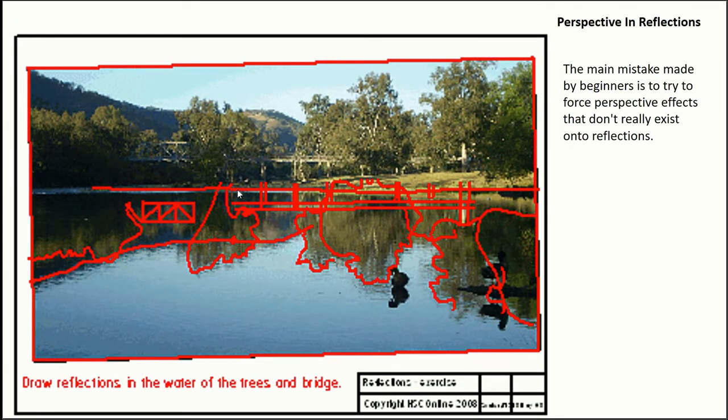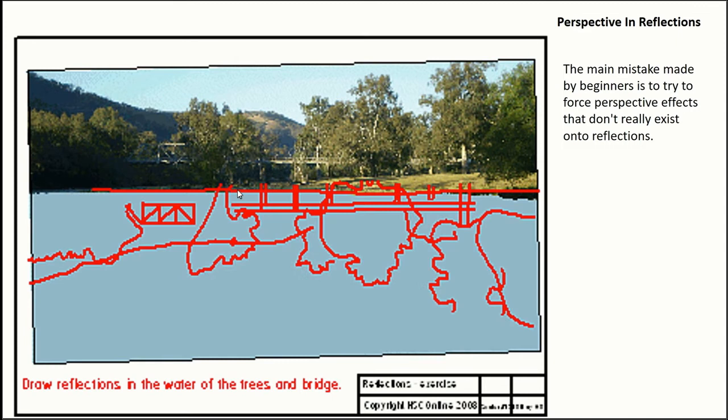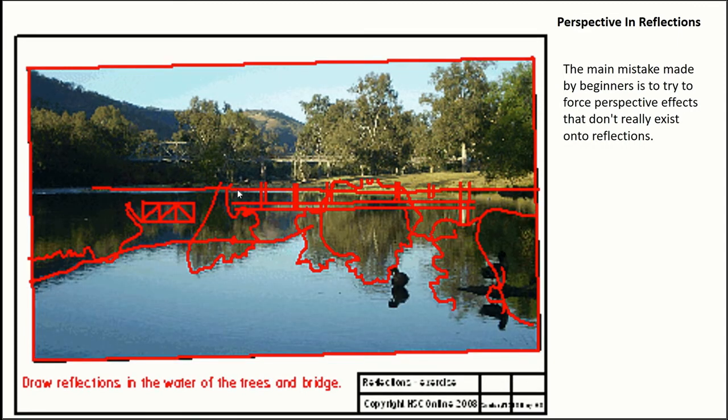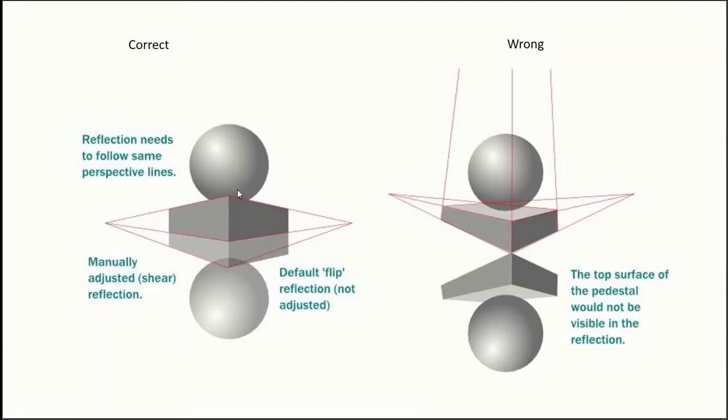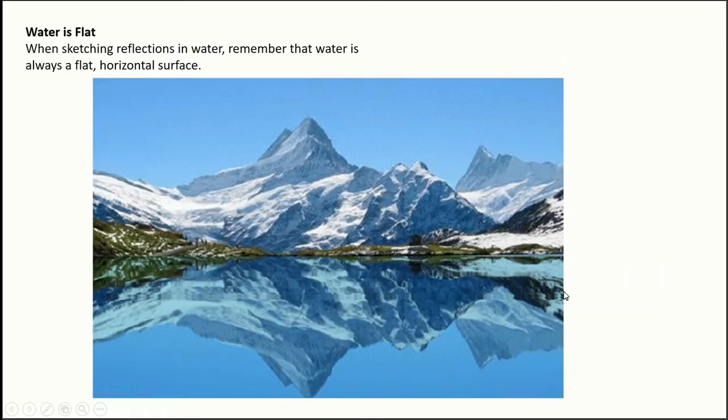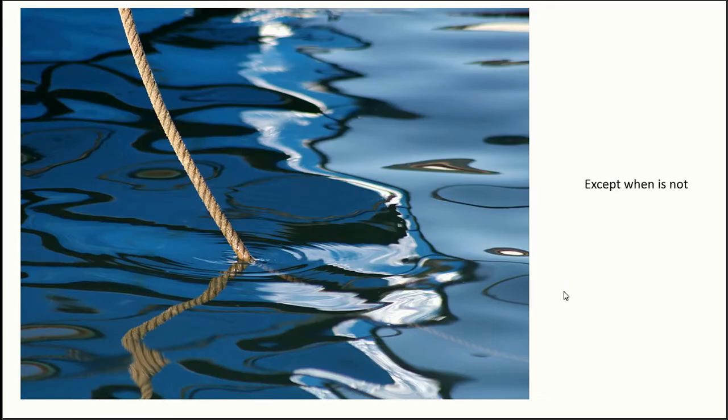The main mistake made by beginners is to try to force the perspective effects that don't really exist. It's actually kind of almost just like that mirror, but not really. So this is correct, and then this is wrong. This is what most people try to do. They try to force the perspective that's here, but it's not really what you're observing. It's more like this. So pay attention to that.